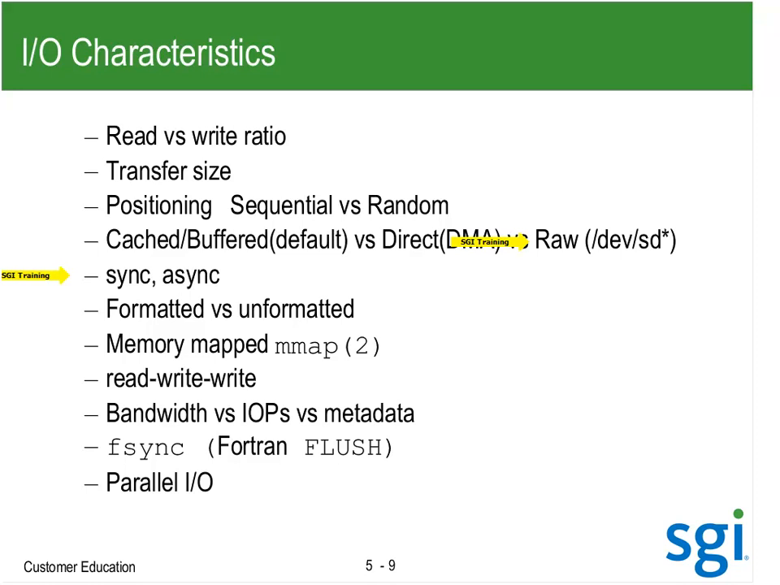I don't know if I'm doing synchronous or asynchronous I/O. So in the database market, they may stack up asynchronous I/Os with a list I/O. Give it a list of async I/Os to do. Am I doing formatted or unformatted? Am I doing memory mapped?